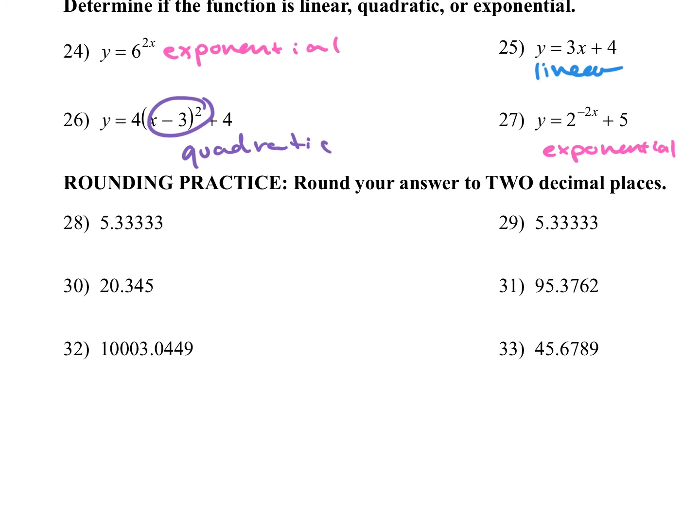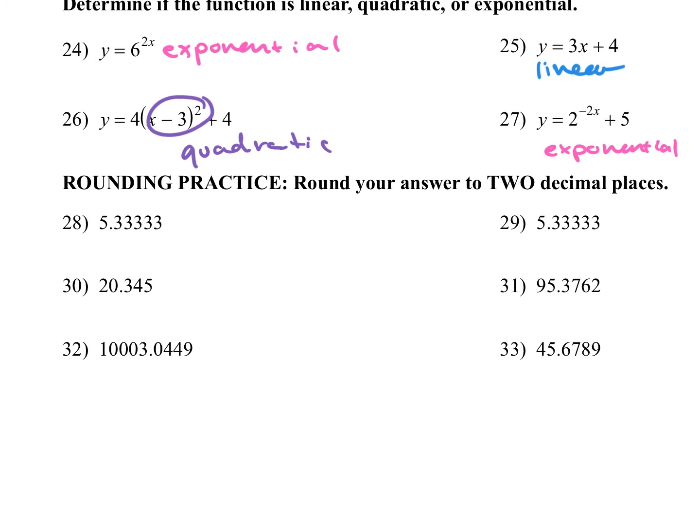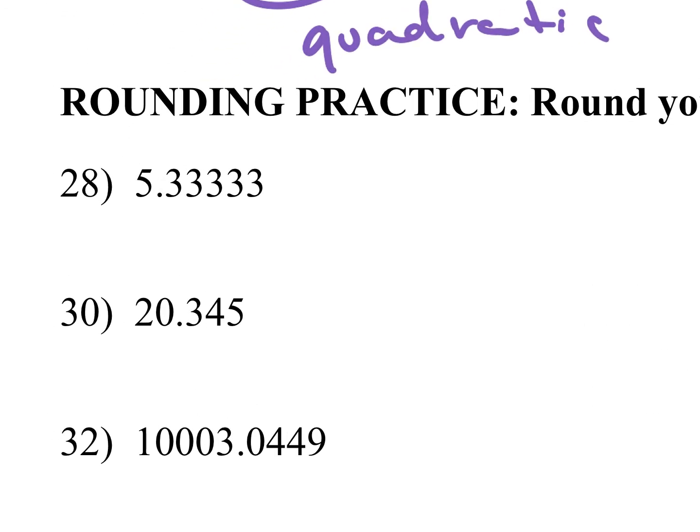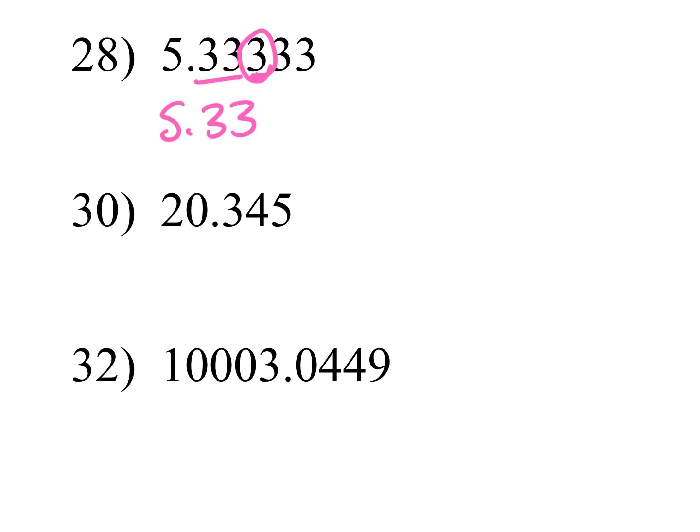All right. So 28 through 33 is just rounding practice. So if it says round to 2 decimal places, we look at the third one to tell us if we round up or down. So if it's a 3, do I round up or down, or stay the same? Stay the same. So 5.33. For 30, this is a 5. Do I round up or stay the same? Round up. So it'd be 20.35.